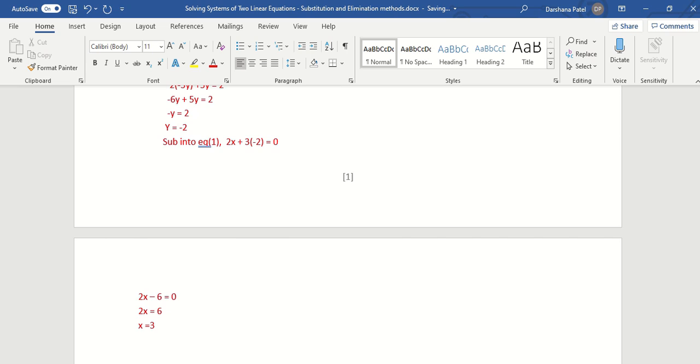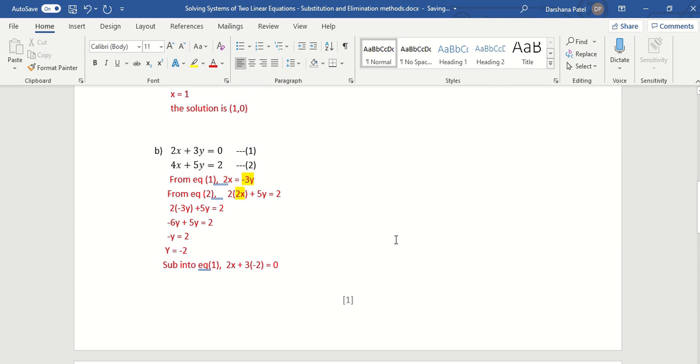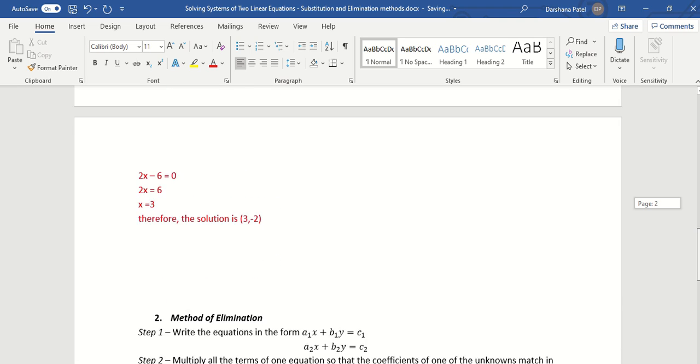So therefore the solution is x being 3, y being negative 2. Now to double check this, we can put 3 and negative 2 here. So x being 3, y being negative 2, we have 6 minus 6, which is 0. Then 12 minus 10 will be 2, so that solution is correct. So this is the method of substitution.